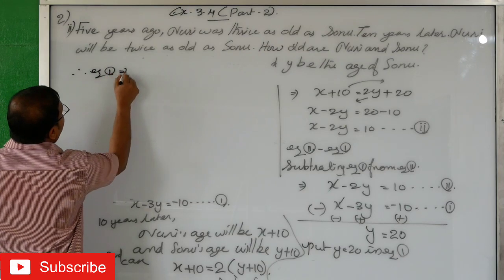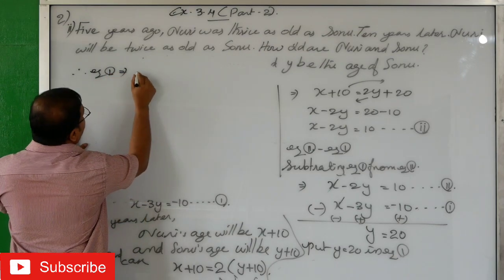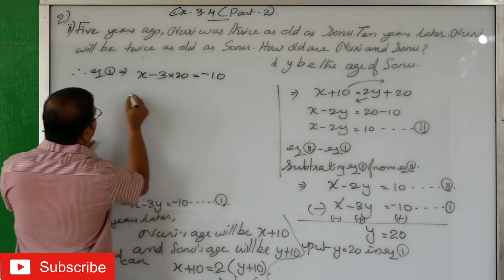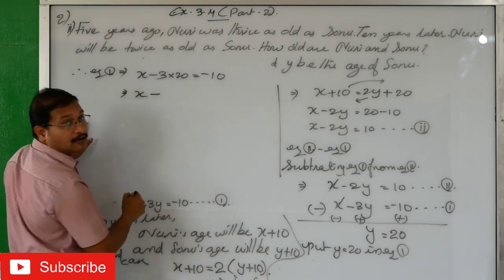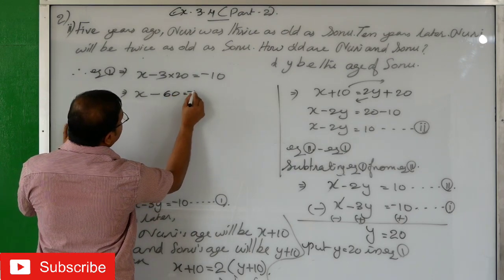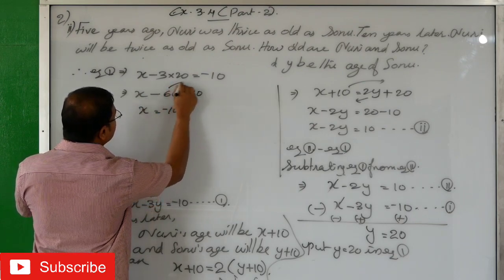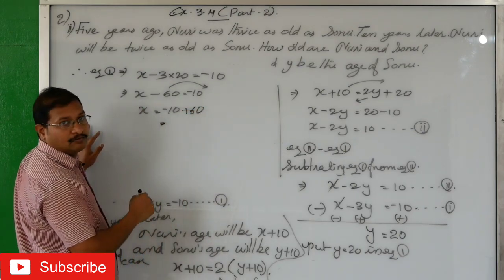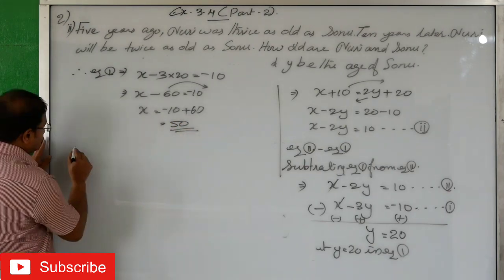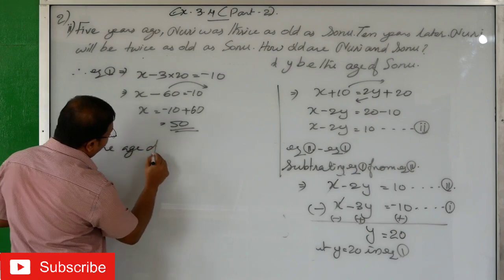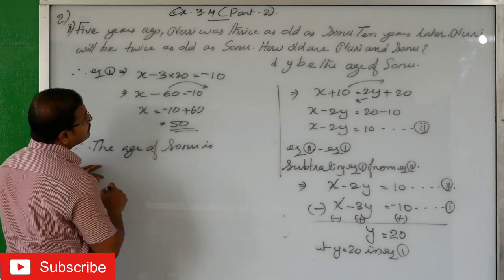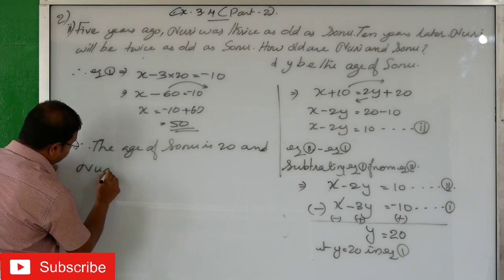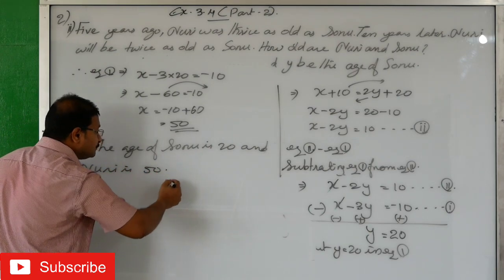Therefore, equation 1 implies the first equation. What is the first equation? x minus 3y equals minus 10. Put y as 20. Now, this implies x minus 3 into 20, that means 60, equals minus 10. Now, x equals minus 10 is already here. Minus 60 goes next side, plus 60. Isn't it? Now, plus and minus, what you will do? Minus 60 minus 10, that is 50. Ready? Therefore, the age of Sonu is 20 and Nuri is 50 years.